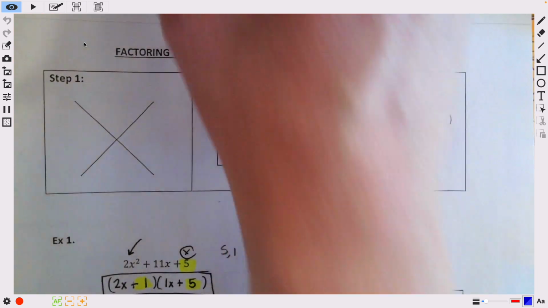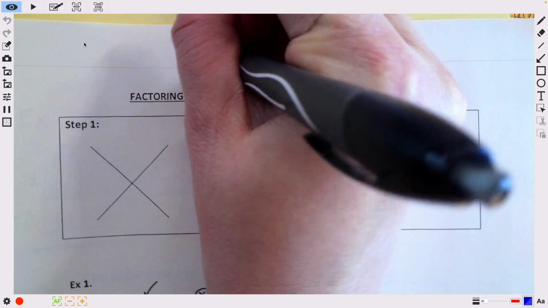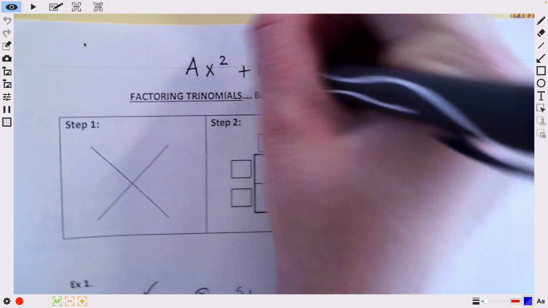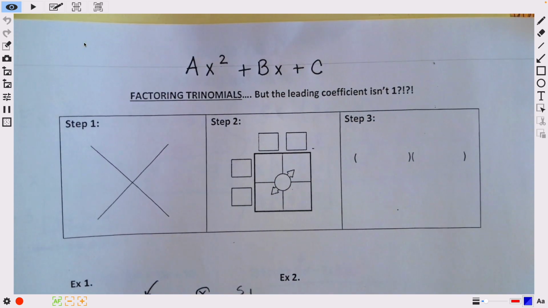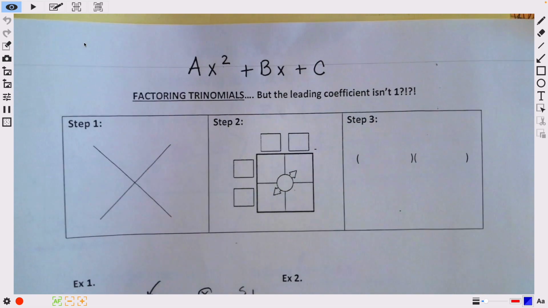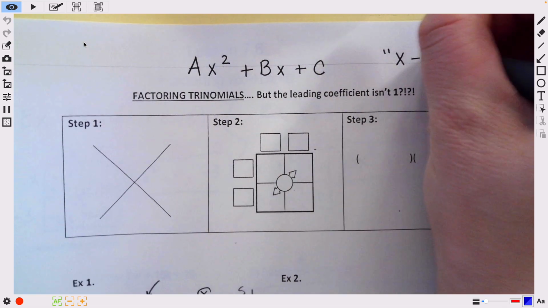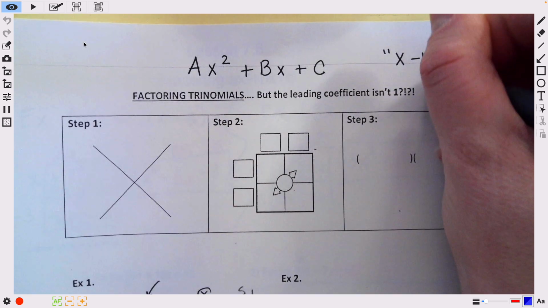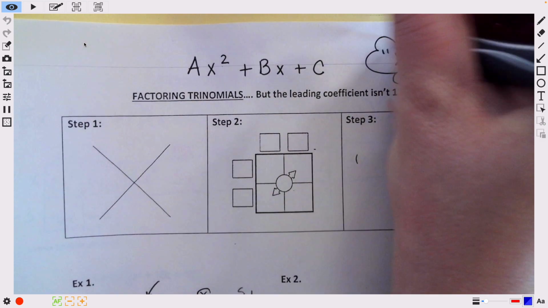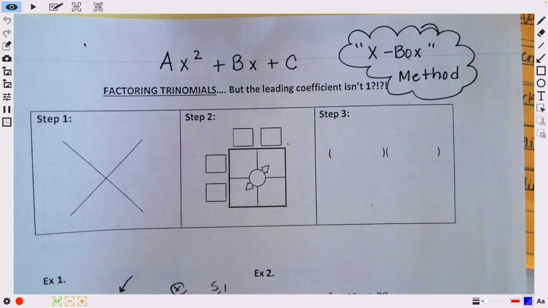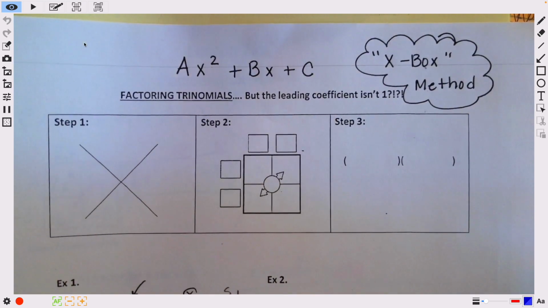So at the top here, these are kind of our notes. We're going to be looking at trinomials in this format, where A can be a number, B can be a number, and C can be a number. We call this the Xbox method. It has nothing to do with an actual Xbox machine, sorry. Okay, this is going to be called the Xbox method.